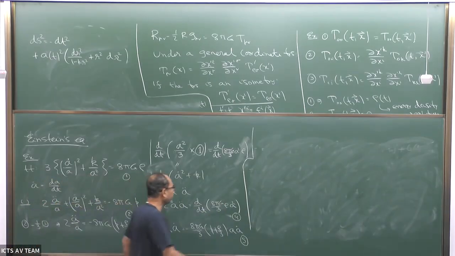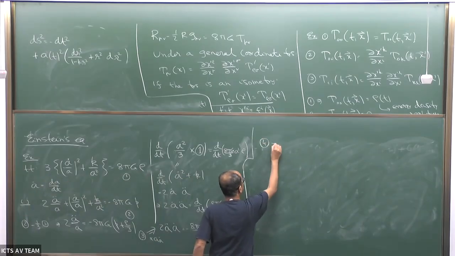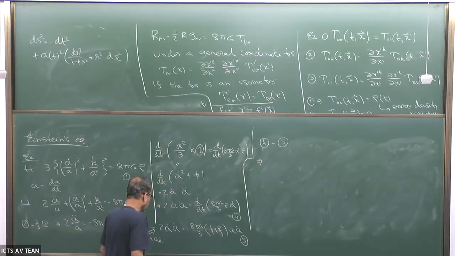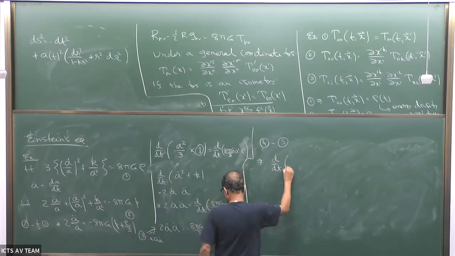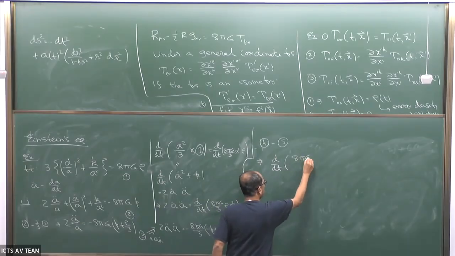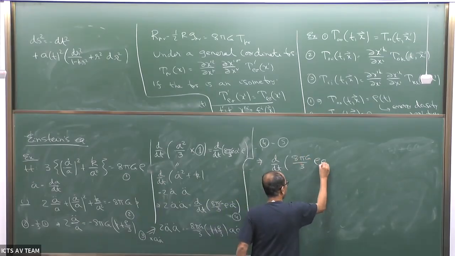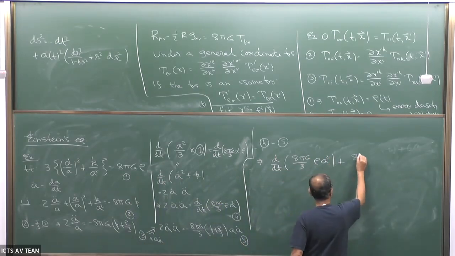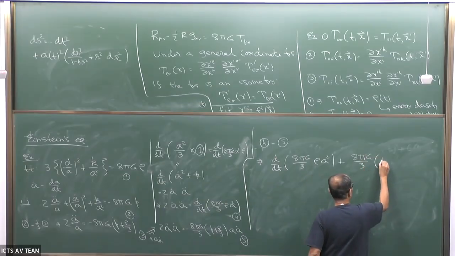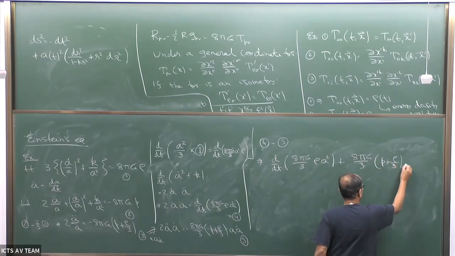So 4 minus 5 will give us this minus this equal to this minus this equal to 0. So d dt of 8 pi G over 3 rho a square plus 8 pi G over 3 (epsilon plus rho by 3) a dot equal to 0.